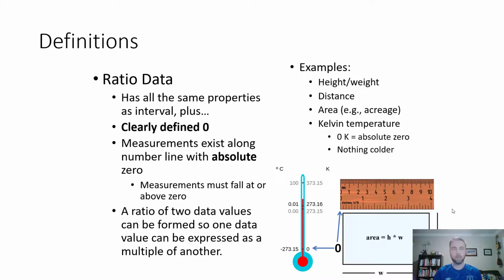Distance is the same. You can go 10 miles, you can go 1 mile, but you can't go negative 10 miles. Okay. Area, same thing. Acreage, you can't have negative area.